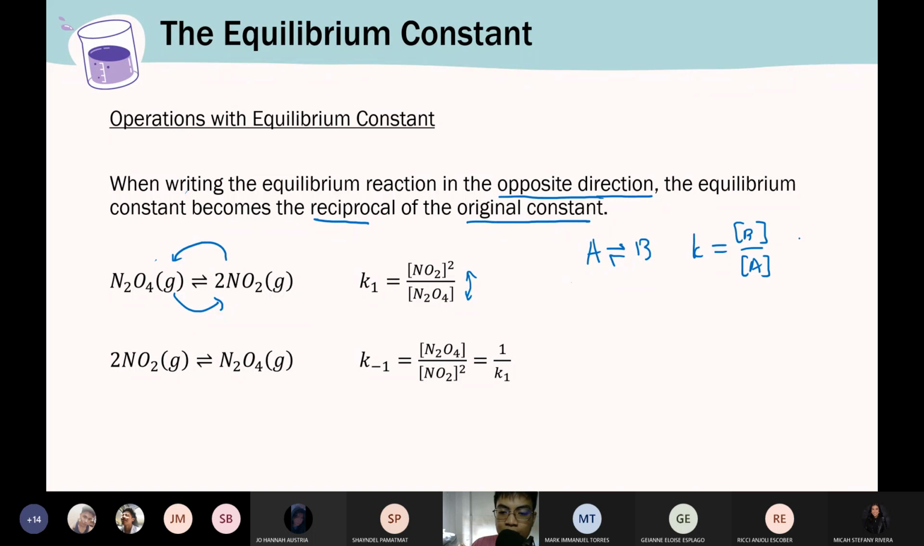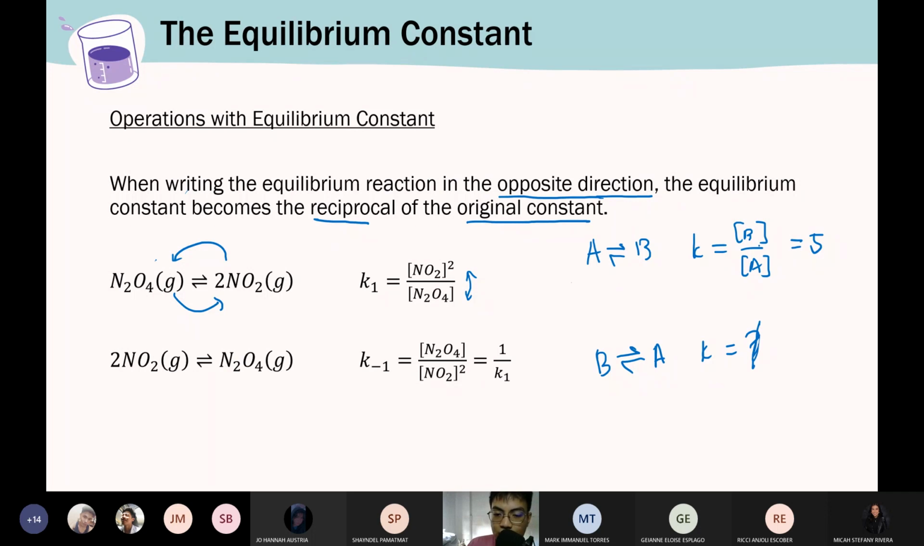Let's say its value is 5. What do you think is the value of the equilibrium constant if we flip it? Ano kaya mangyayari when I flip the equation? What will be the new value of K? So ano sa tingin nyo? 1/5, correct. Okay, so tama yan.